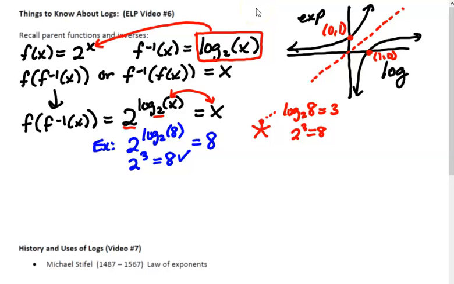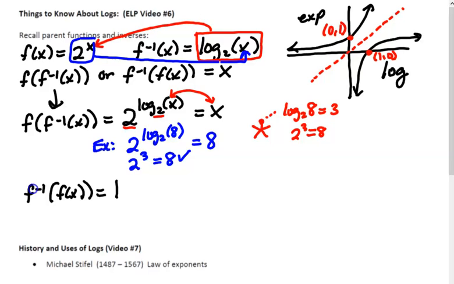Okay, now let's do the other one. What if we had f inverse of f of x? Well, that means that I would be taking this function right here and substituting it in for x in the log function. So that means I would be taking log base 2 of 2 to the x, and I'm saying that should also equal x. Well, that's a little more obvious because we can say, if we rewrote this, we would say 2 to the x power equals 2 to the x power.